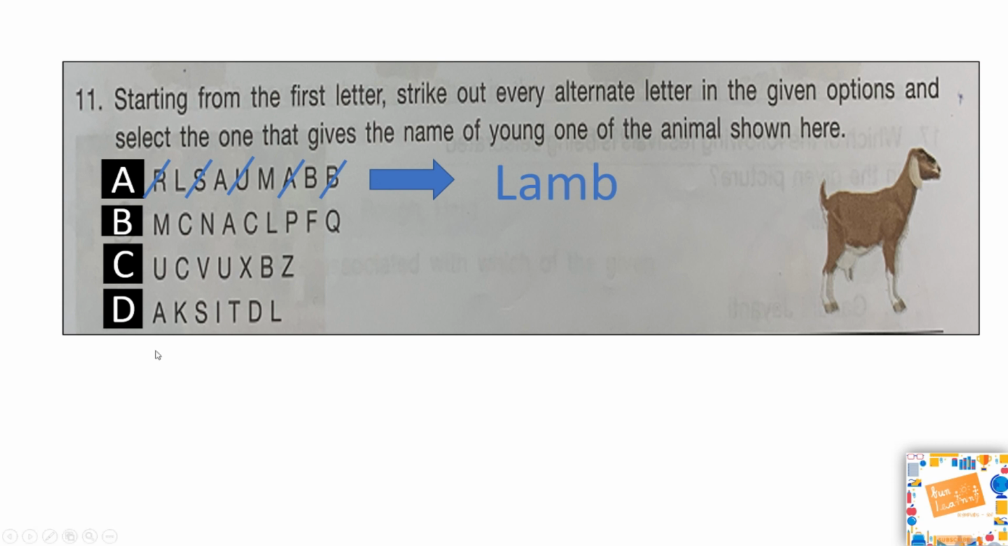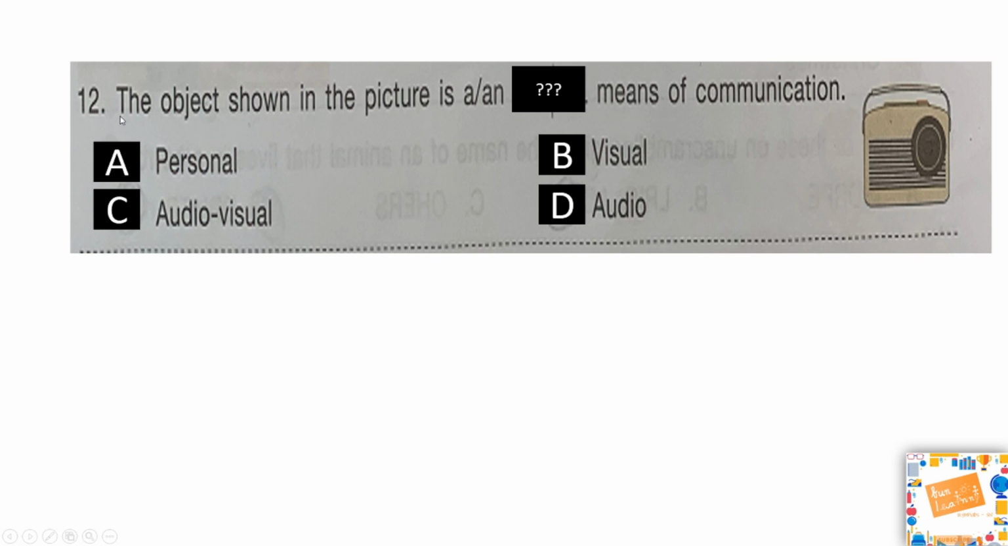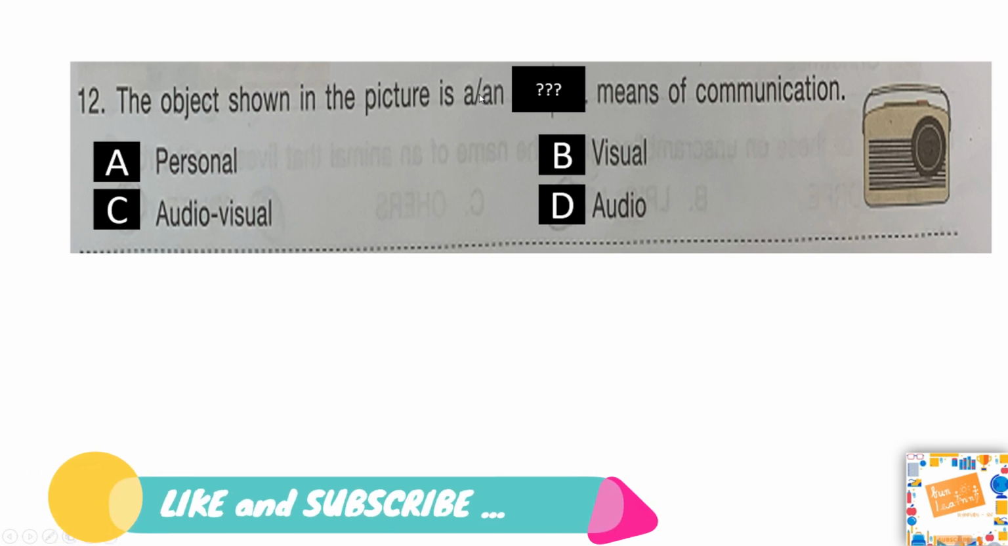Similarly, when you decode the other BCD options, you get the options calf, cub and kid. Clearly, the answer here, looking at the picture, the young one of a goat would be lamb, that is option A. Next question. The object shown in the picture is a or an dash means of communication.